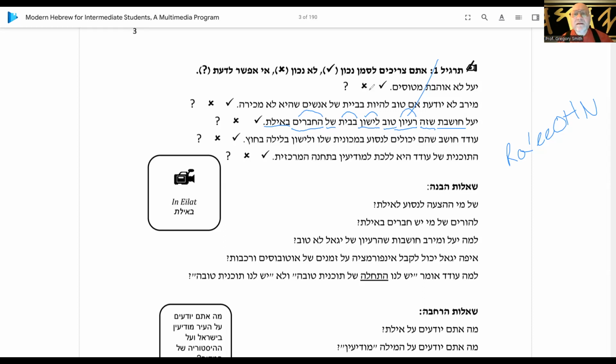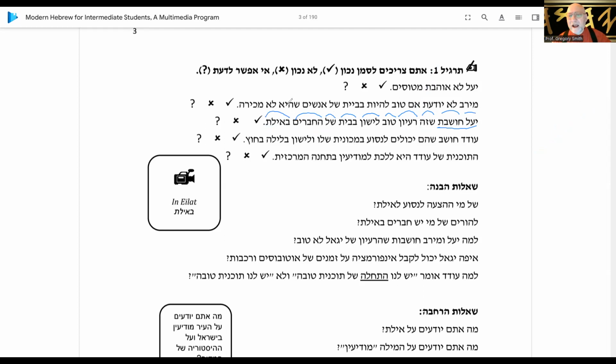Okay, so let's see here. What do we have together? We have Yael Hoshevet. So Yael thinks, Shazay, that this Rayon, this is an idea. Tov, a good idea. Lishon babayit, to sleep over, in the house, shel, belonging to haverim, the friends, ba'alat.